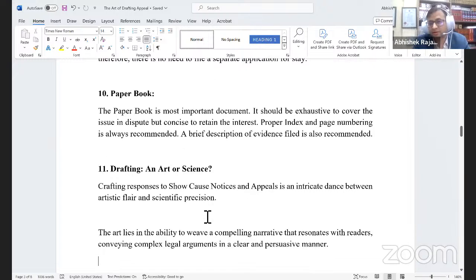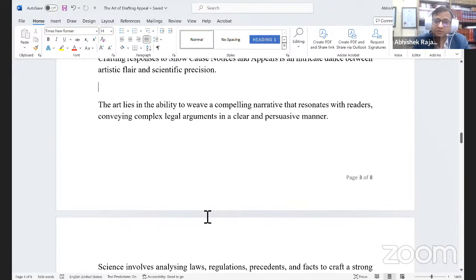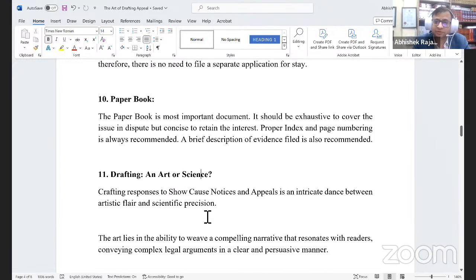Then, is it an art or science? It's a mix of both, but more of an art. This is more of an art. Drafting is always an art.